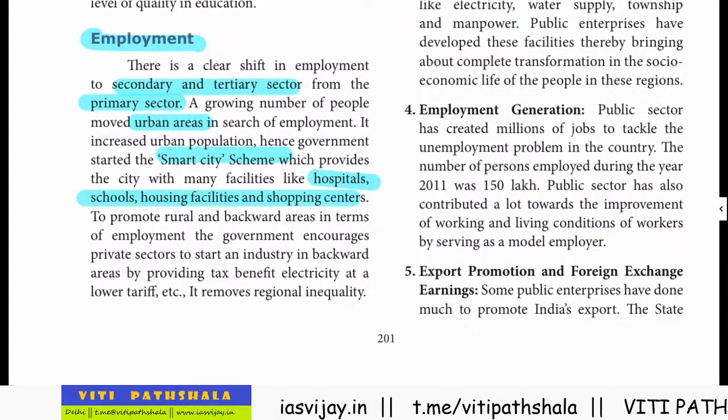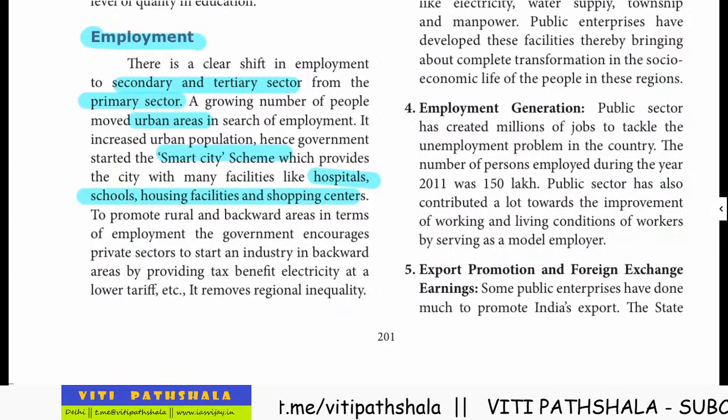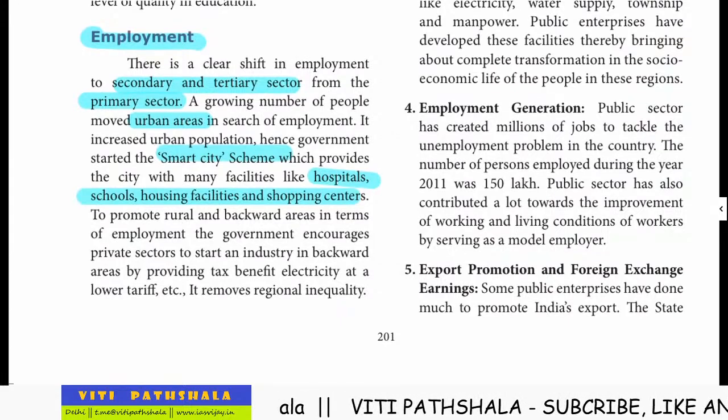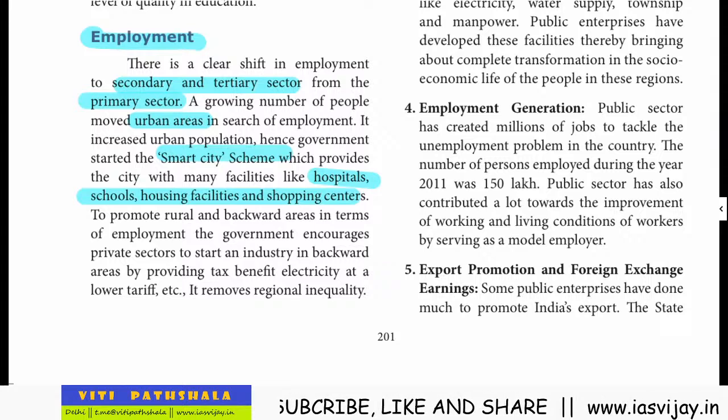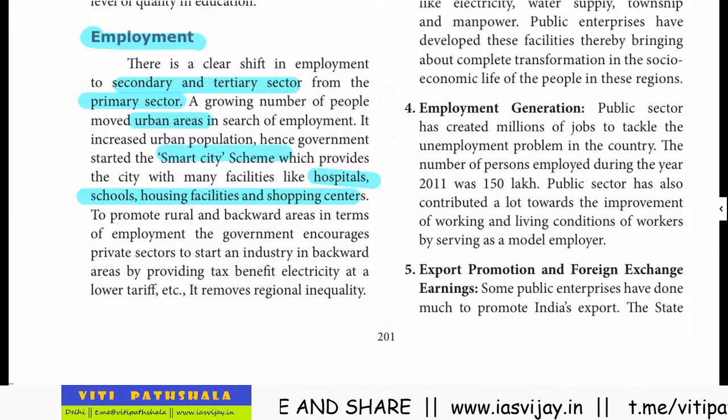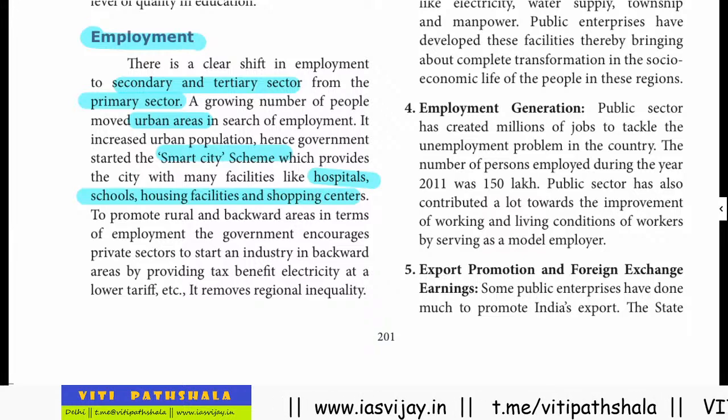Now to promote the rural and the backward areas in terms of employment, the government encourages the private sector to start an industry in backward areas by providing tax benefits, low tariff, etc. It removes the regional inequality.